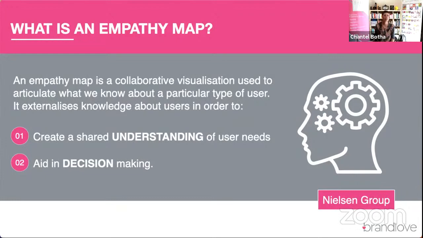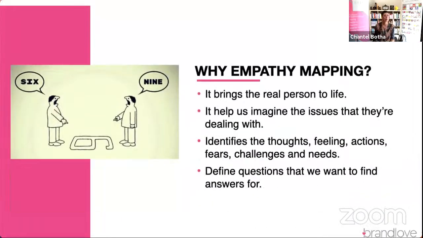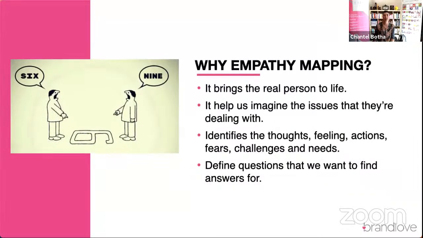So it's a collaborative visualization used to articulate what we know about a particular type of user. And I'm going to show you a few formats. It externalizes the knowledge about users in order to create an understanding of their needs and aid in decision making. All right. So why we empathy map? Again, it brings the person to life. It helps us imagine the issues they're dealing with. It identifies the thoughts, feelings, actions, fears, challenges, and needs. And it defines the questions that we want answers for.